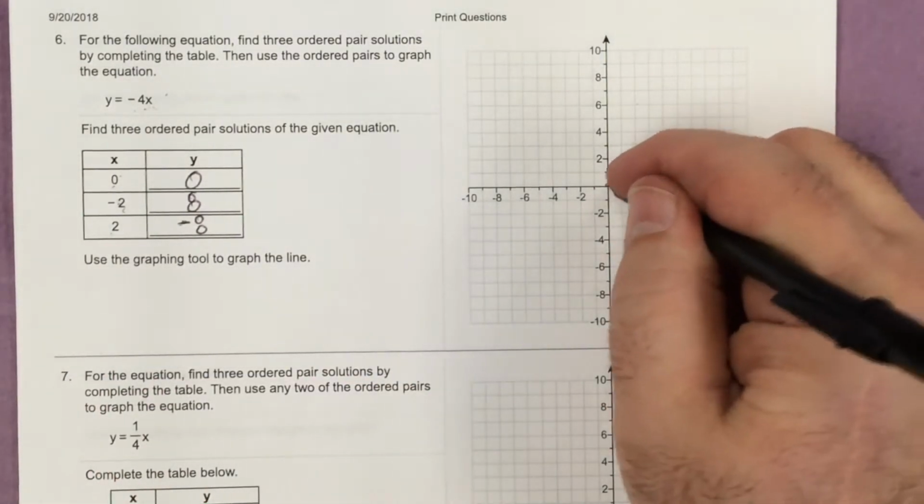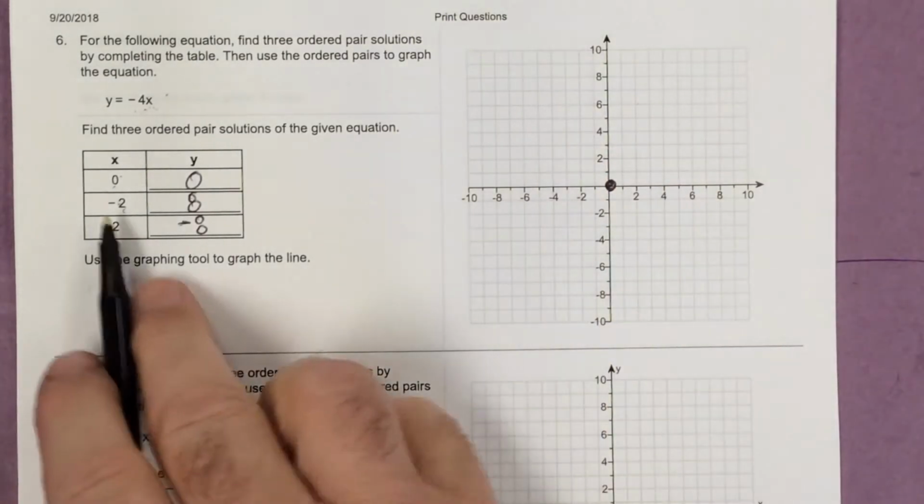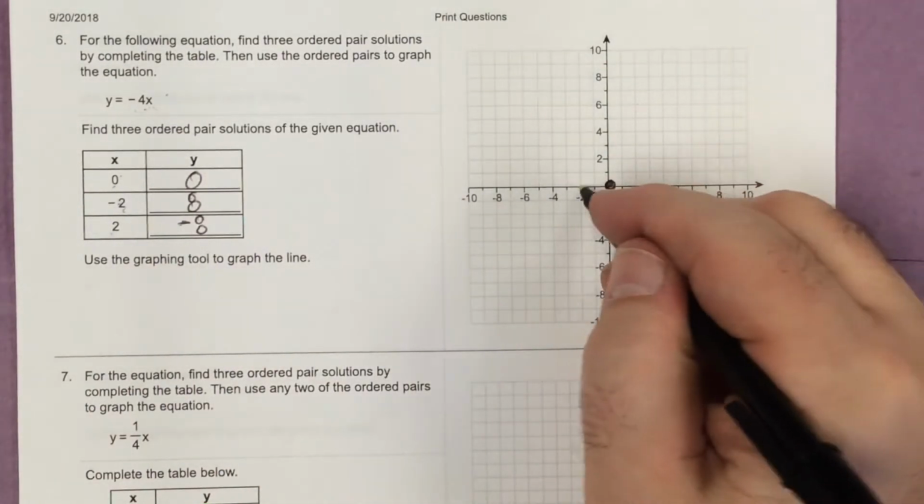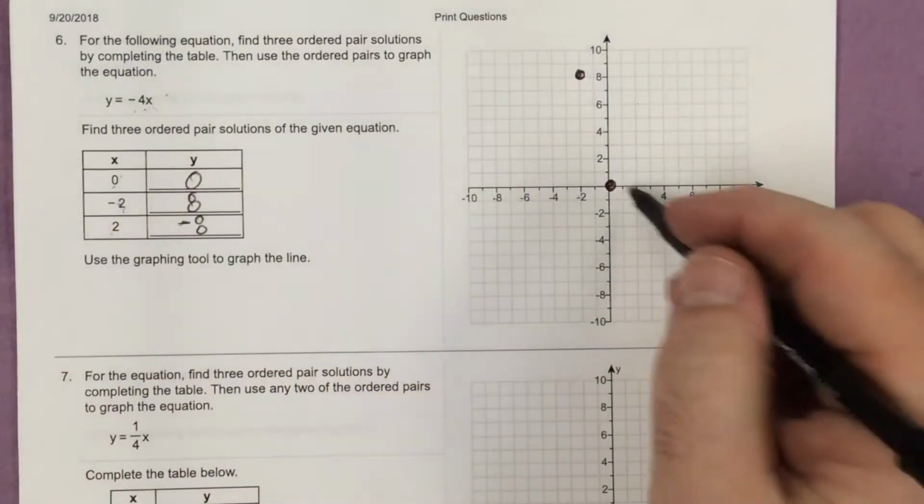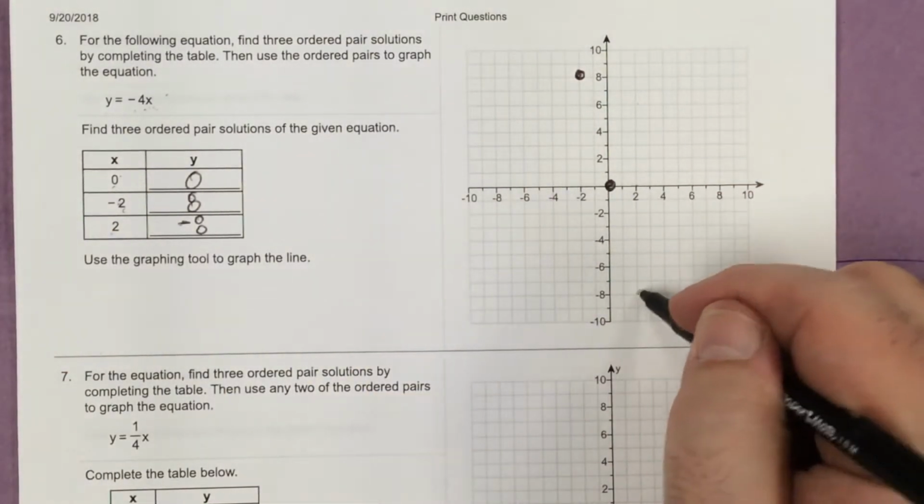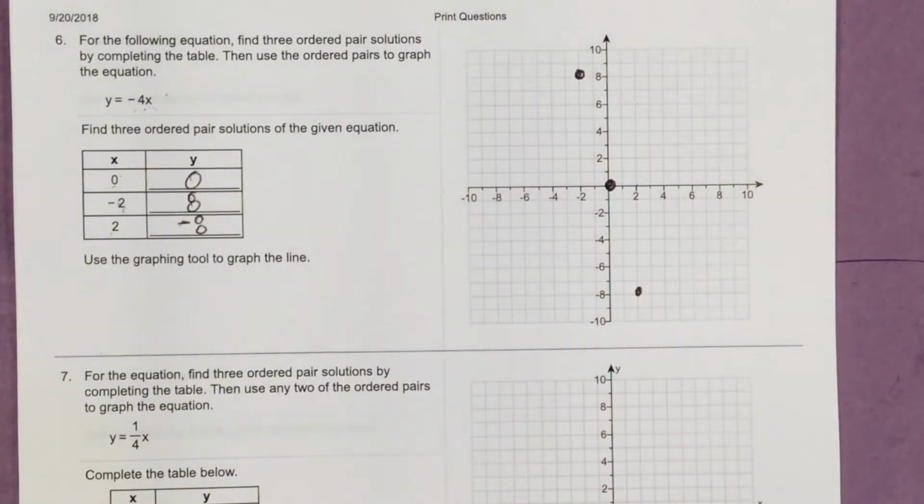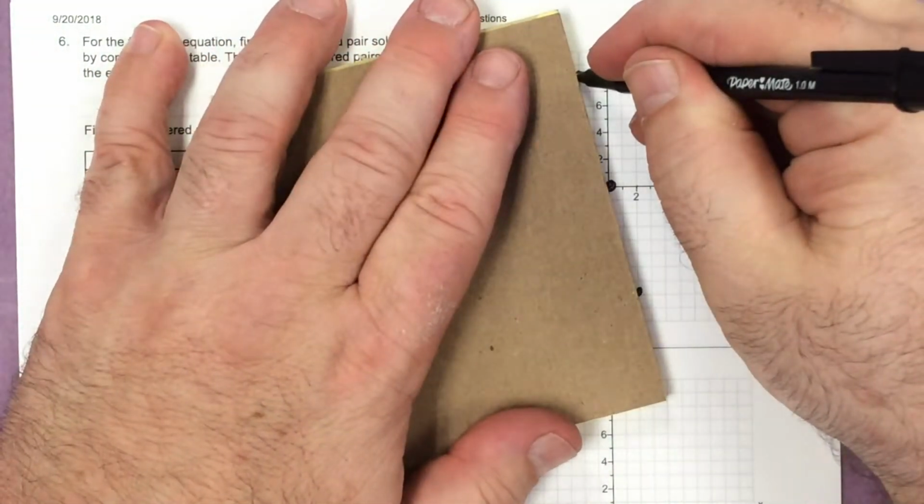down. So we have the point 0, 0 here. We have the point negative 2, 8, so that's going to be negative 2, positive 8. And then we've got the point positive 2, negative 8. So we're going to positive 2 and negative 8. Now it seems like a pretty long line, but it sure looks like I'm going to be able to draw a line straight through these 3 points.